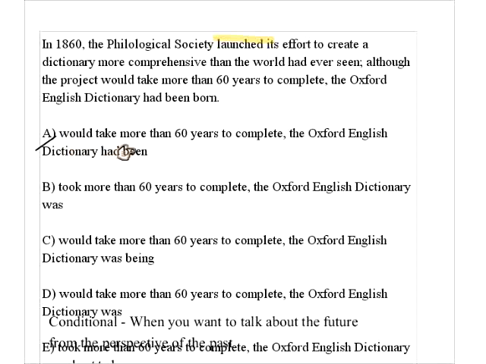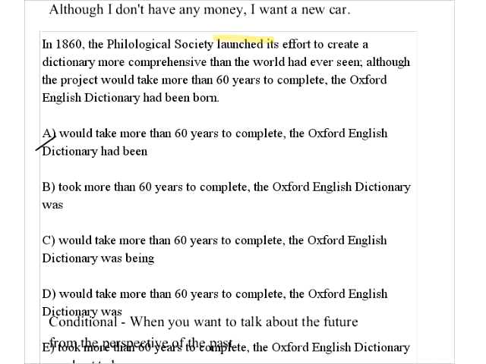Right, we do need the would, because without the would, we don't establish this difference, right? Although the project took more than 60 years, it was born. What do you mean, although it took more than 60 years, it was born? Those two things aren't in conflict. The word although creates conflict. Watch, like, although I don't have any money, I want a new car. See how there's conflict there? Like, I don't have any money, but I want this new car. That's what although is for.